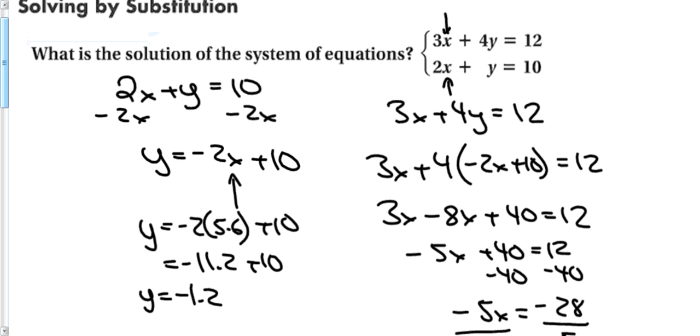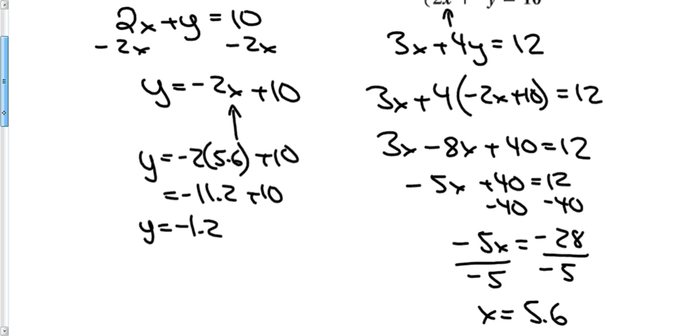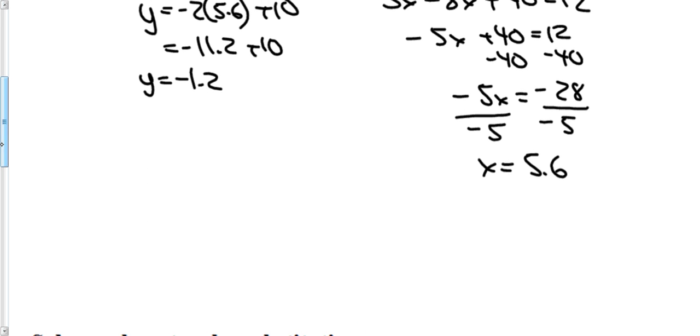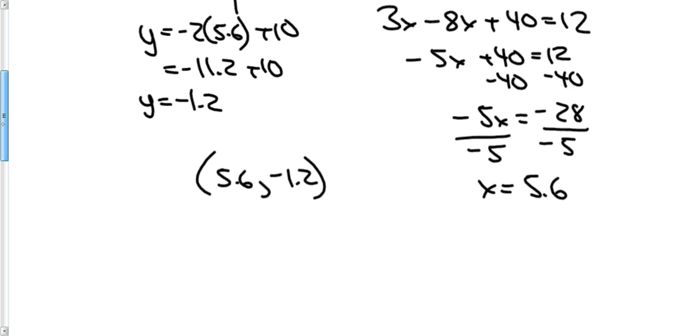To finish up, I want to write my answer as a point. So we have 5.6 comma negative 1.2. And that is the point where these two lines intersect. And that was solving an equation using substitution.